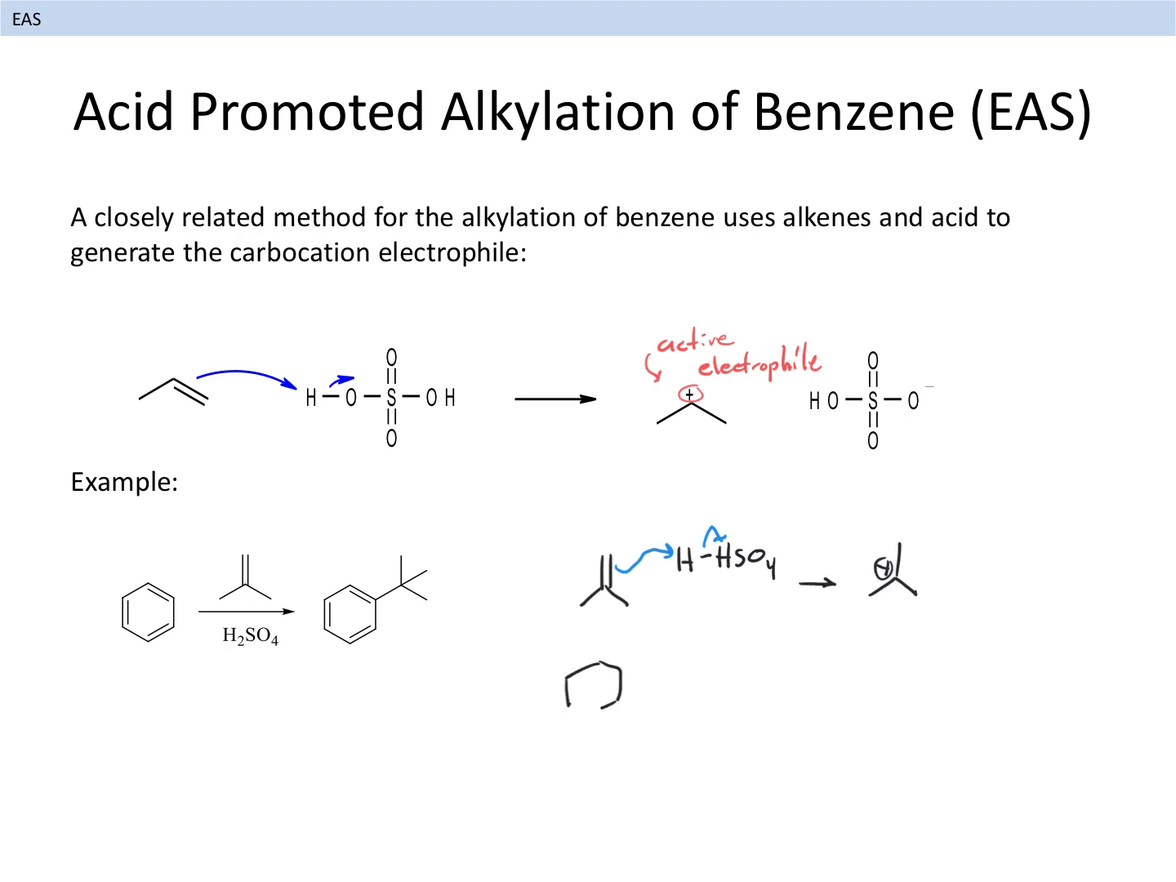This method is particularly useful when working with alkenes, as it provides an alternative route to generating the necessary carbocation electrophile for benzene alkylation. Understanding this reaction expands our toolkit for modifying aromatic compounds through electrophilic aromatic substitution. Next, we will learn about the Friedel-Crafts acylation reaction, which allows us to attach a carbonyl group to benzene, further broadening the scope of our synthetic capabilities.